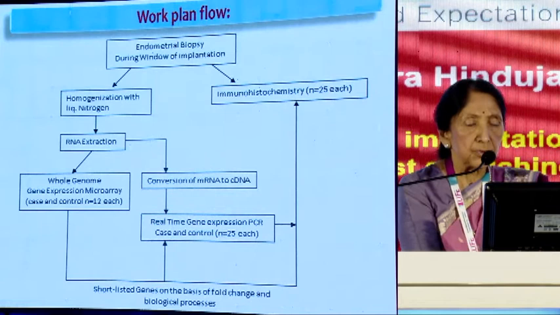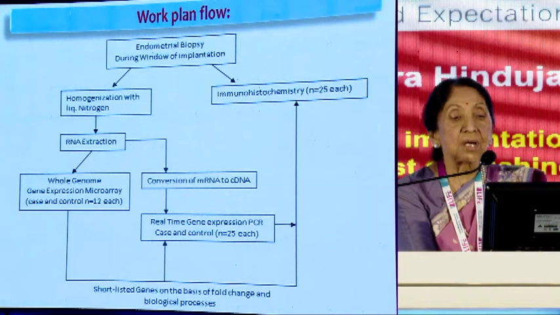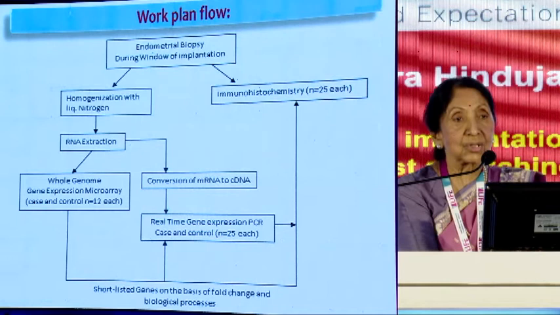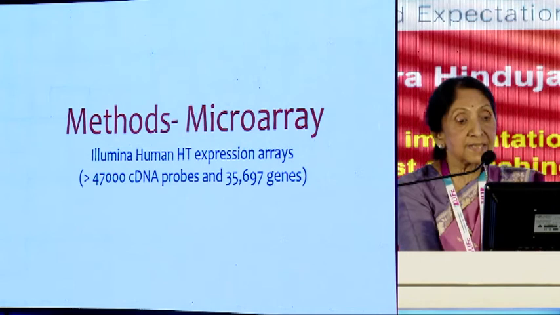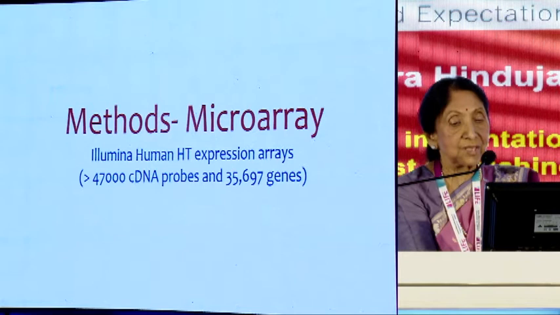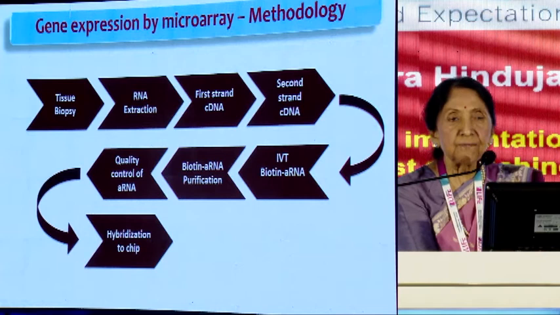Whereas shortlisted genes from the microarray study were also tested and validated by PCR, and most of these genes were also studied by immunohistochemistry for localization and protein expression. The microarray was performed by Illumina Human HD expression array, targeting 47,000 probes and more than 35,000 genes. RNA was extracted, labeled with biotin, purified and amplified, and hybridized to the microarray chip.